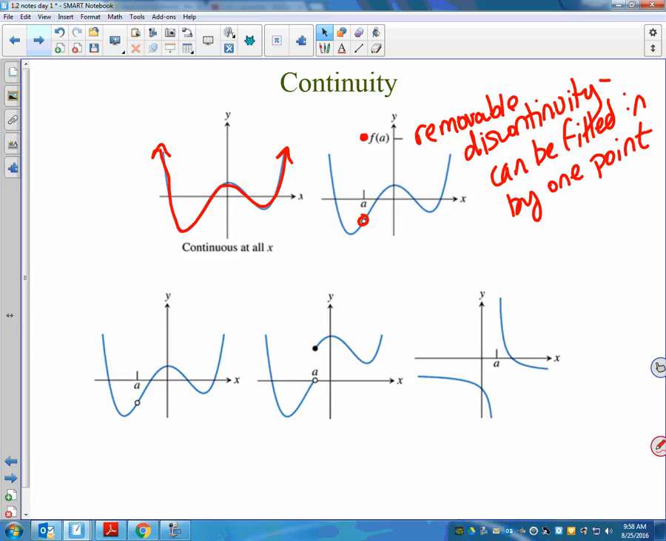This one is also removable, and you might say it's the exact same graph, but the difference is it doesn't have a little dot up there. This is just a hole in the graph, but you could still fill it in with 1 dot with your pencil. So this one's also removable.